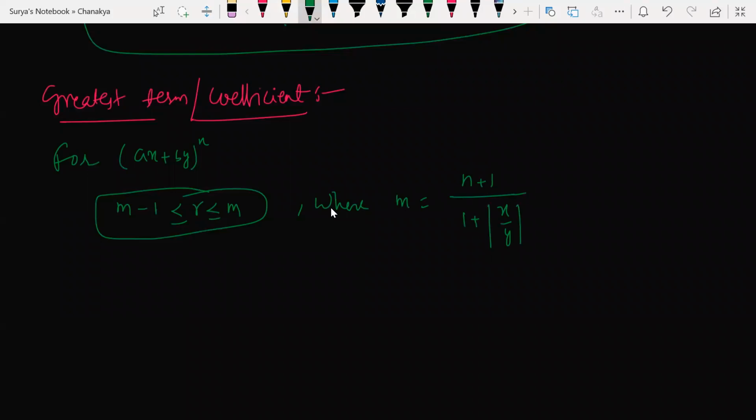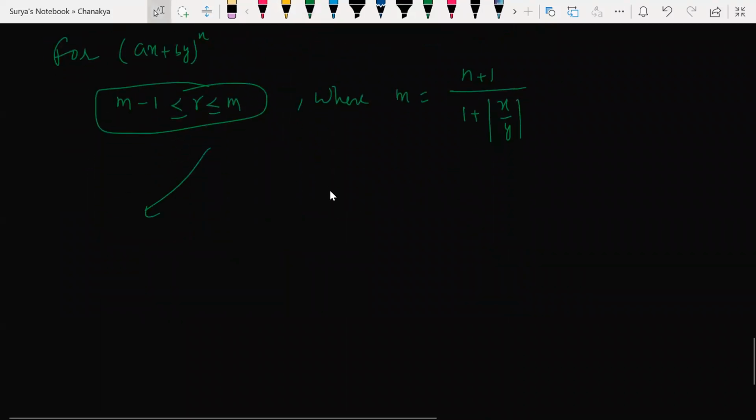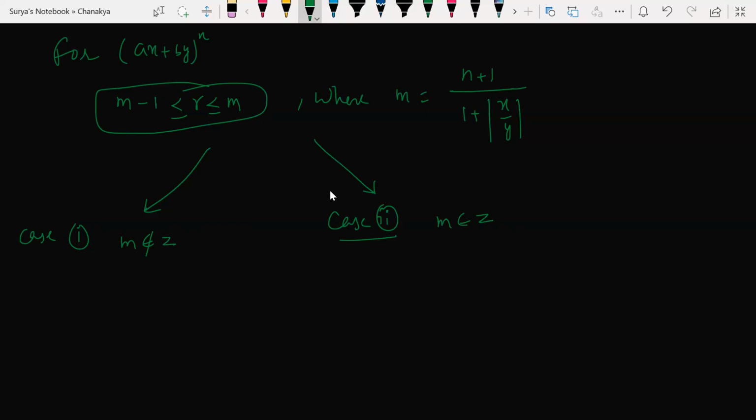Cool. Now here you will be having two scenarios. I mean two cases we will be dividing. Okay. So in case one, m does not belong to Z. Okay. In case two, m belongs to Z. Here you will be getting only one answer, beta. Here you will be getting two answers. Okay. So let's have a look at the questions now.